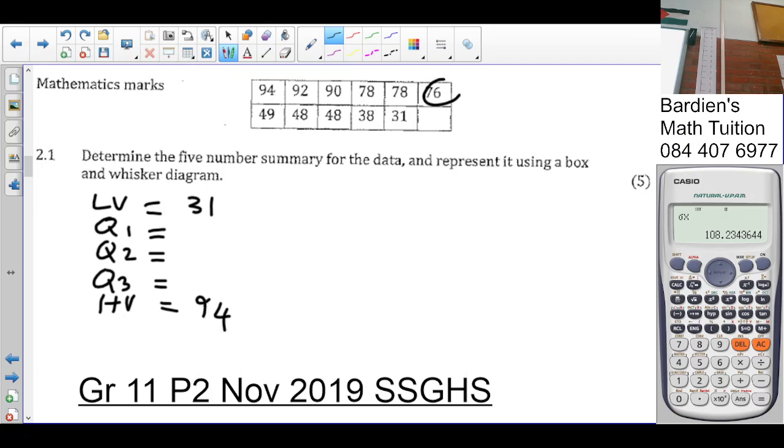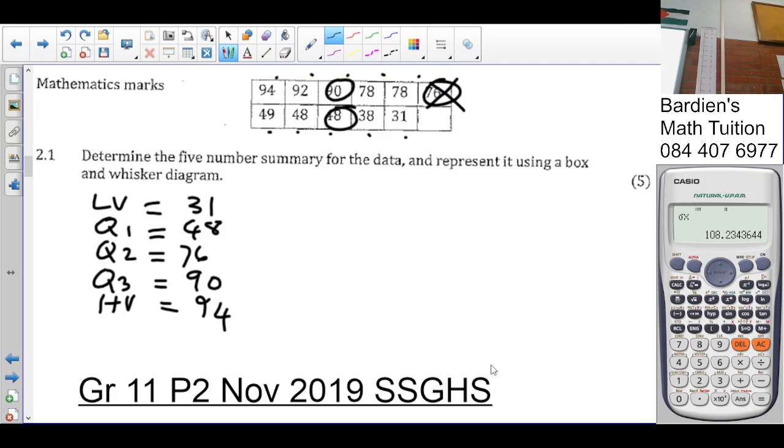So your minimum value is 31, your maximum value is 94. So the middle number is 1, 2, 3, 4, 5. So yes, it's 76. It's an odd amount of numbers, so I cross it out. And how many numbers do you find here on the lower set? 5. So the middle number, of course, is the third number, which is 48. And quartile 3 is going to be 90.